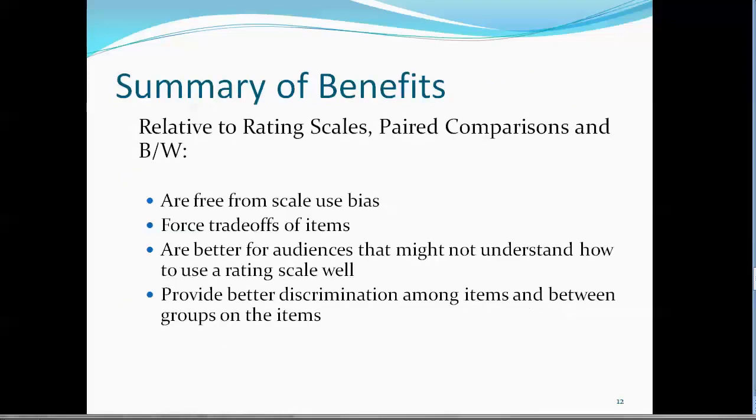So, to summarize, relative to the standard rating scales, paired comparisons, and especially the sophisticated extension best-worst, are free from scale use bias, they force trade-offs of items, they're better for audiences that might not understand well how to use a rating scale, and they provide, importantly, better discrimination among the items and between groups of people on the items.